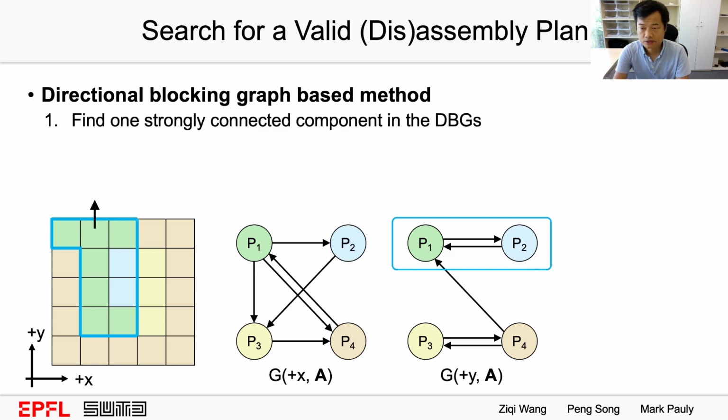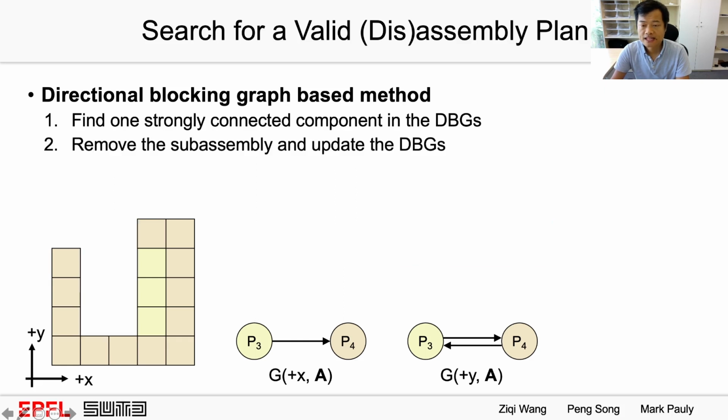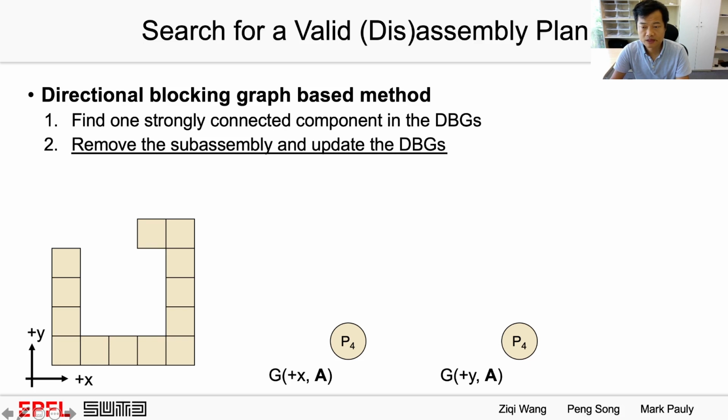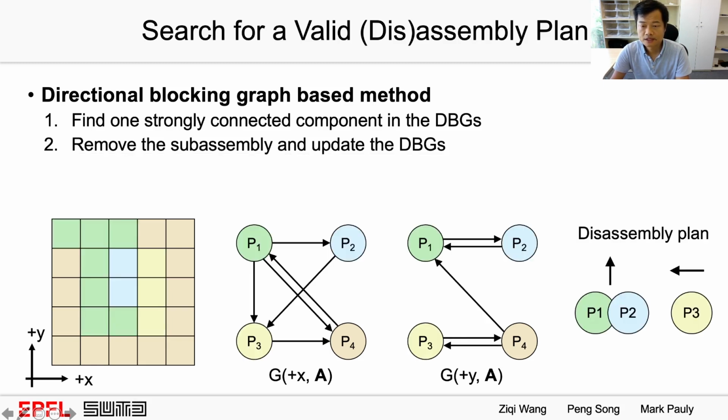Based on directional blocking graphs, we can find a nonlinear disassembly plan efficiently. First, we find one strongly connected component in the DBGs. For example, P1, P2 in this graph. Next, we remove the sub-assembly and update the DBGs. Then we repeat the first step and choose P3 in this graph, and remove the part P3 and update the DBGs. Since there is only one part left in the assembly, we are done with this disassembly plan search. By this, we find a nonlinear disassembly plan as shown here.